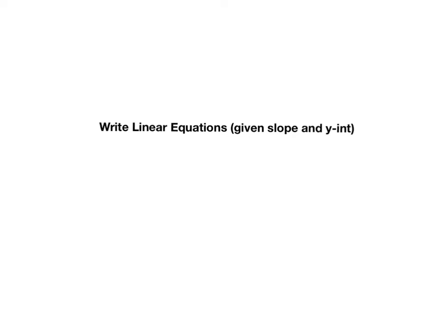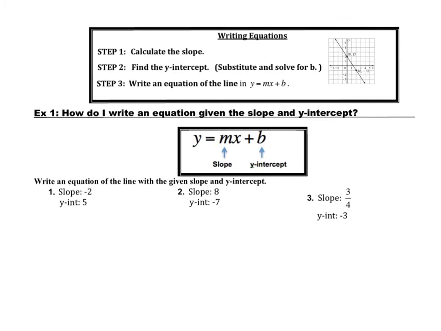In this lesson, we're going to write linear equations given the slope and the y-intercept. So how do I write an equation given the slope and the y-intercept? The first step, we're always going to calculate the slope. The second step is we are going to find the y-intercept, and in many cases we will be substituting and solving for b to find that y-intercept.